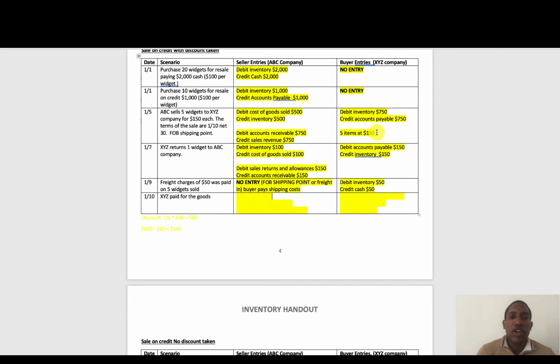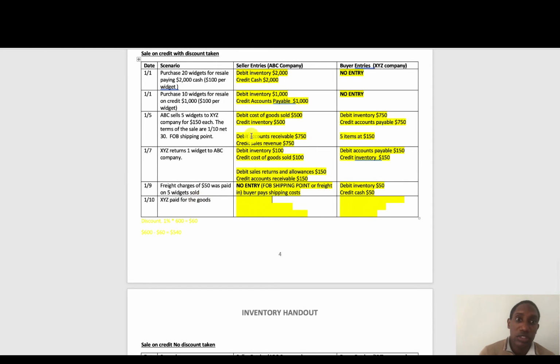In this video, we're finally going to complete this scenario, and on January 10th, XYZ is going to pay for the goods. So first ABC purchased the items, then on the 5th, ABC sold 5 widgets to XYZ, and then on the 7th, XYZ returned 1 widget back, and then on the 9th, there were freight charges that needed to be paid. And now XYZ is going to pay for the goods.